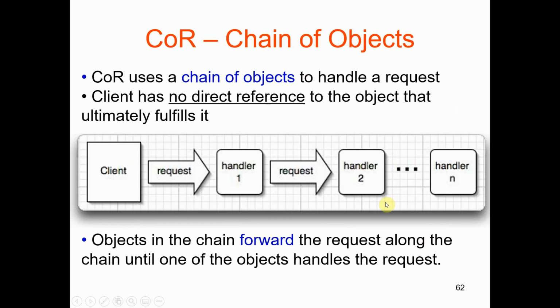By using the chain of responsibility, we know that the client will send the request to the first one, we call it the handler, the first handler in the chain. So in other words, the client doesn't have the direct reference to the object that actually answers the request. By applying this chain of responsibility, we decouple the client and the handler.